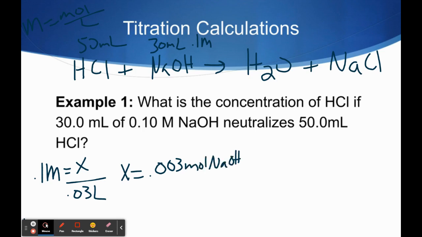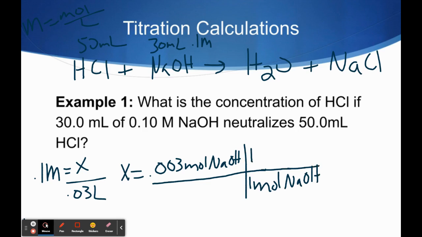Okay, and now we're going to use the mole ratio between NaOH and HCl to convert to moles of HCl. So we have 1 mole of NaOH to every 1 mole of HCl. So that gives us 0.003 moles of HCl. So now we have the moles of HCl and we have the volume of HCl that was used, so we can use those two values to calculate the molarity of the HCl.